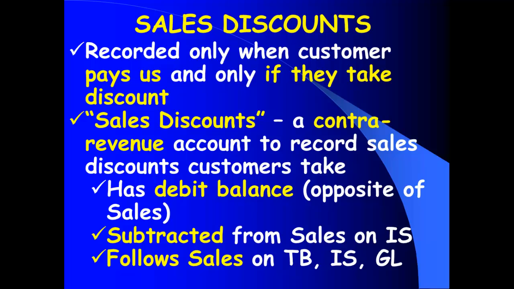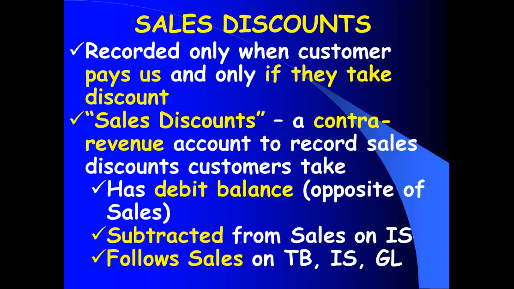So that's why accumulated depreciation was a contra asset. Assets have a debit balance. The contra asset then has a credit balance. This is a contra account of sales. Sales has what sort of balance to begin with? Credit. So its contra account is going to have a debit balance.